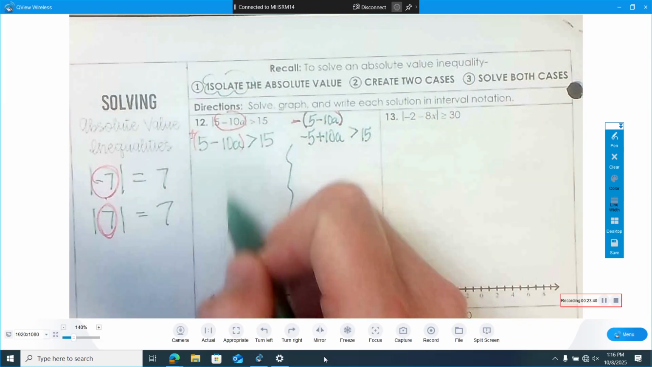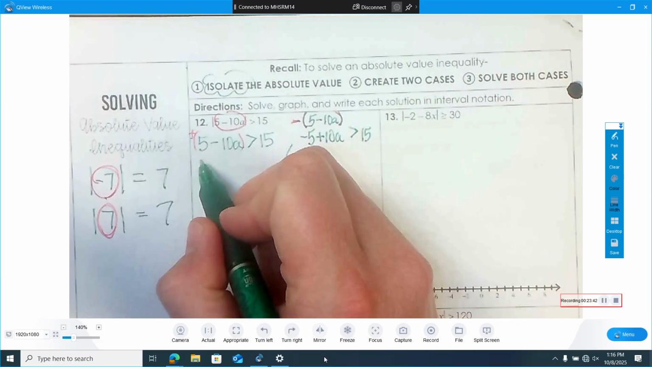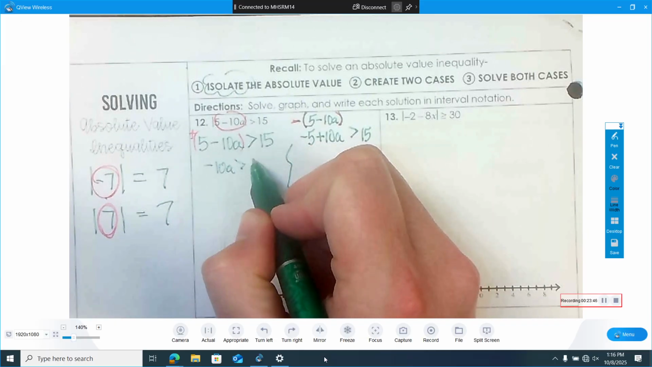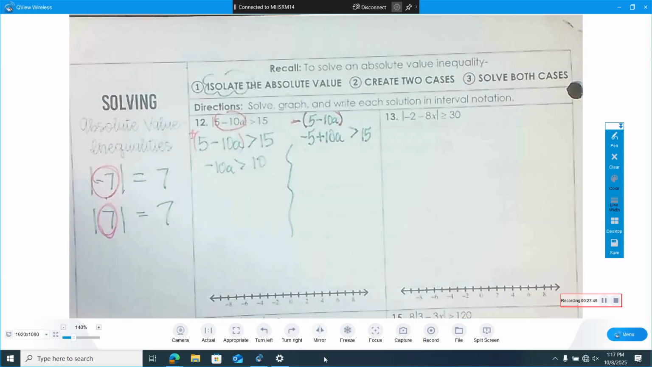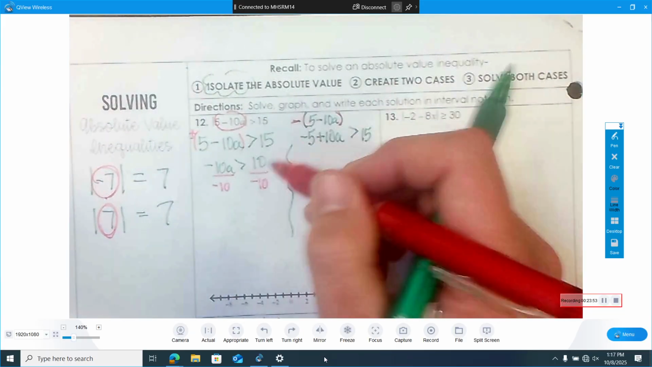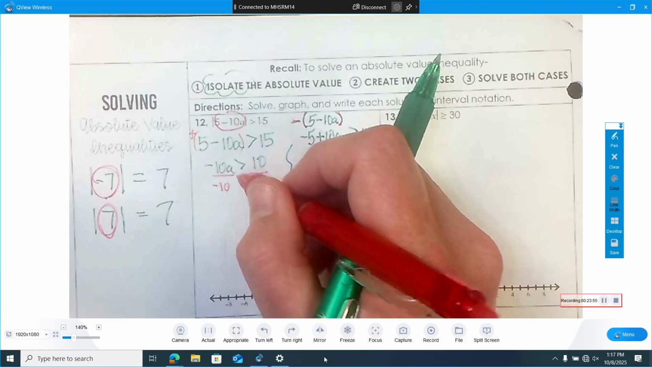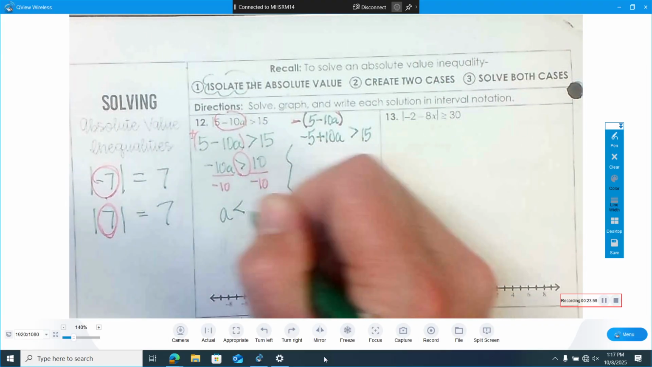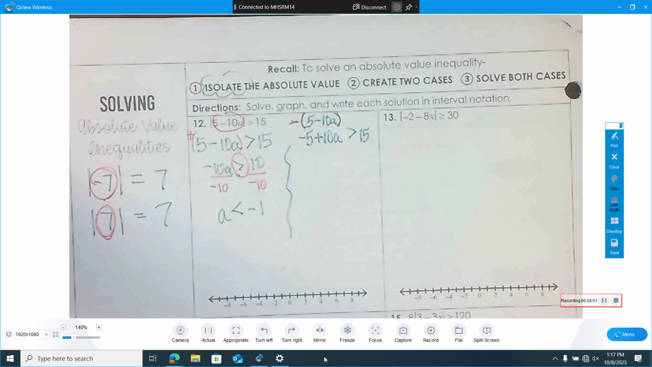So we're going to go ahead and solve throughout here. So let's see, I'm going to start by subtracting my 5. So I have -10a is greater than 10. And we need to divide by -10. And don't forget to flip your inequality. So we get a is less than -1.